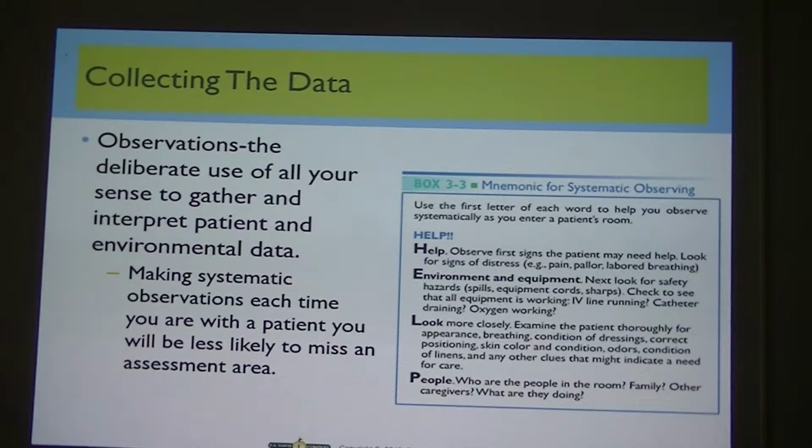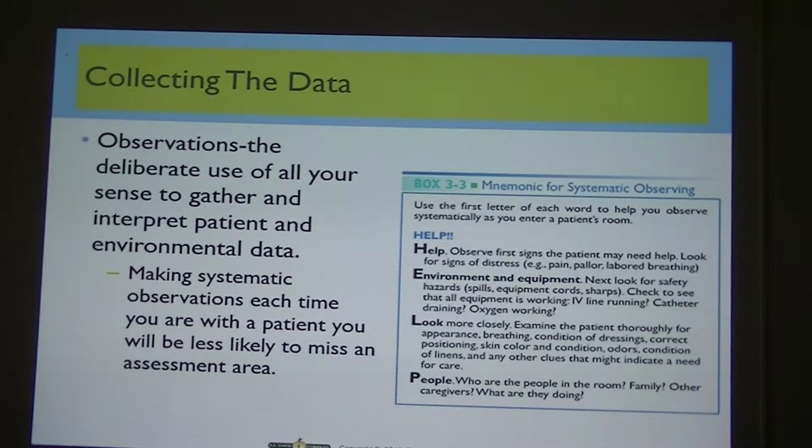The first one is help. This is when you walk into the room, always look at the patient. Make sure that they're not in pain. Make sure they're not in any distress. Make sure that they're not trying to reach over and get a glass of water that's too far out of reach, or trying to get their glasses that are too far out of reach.